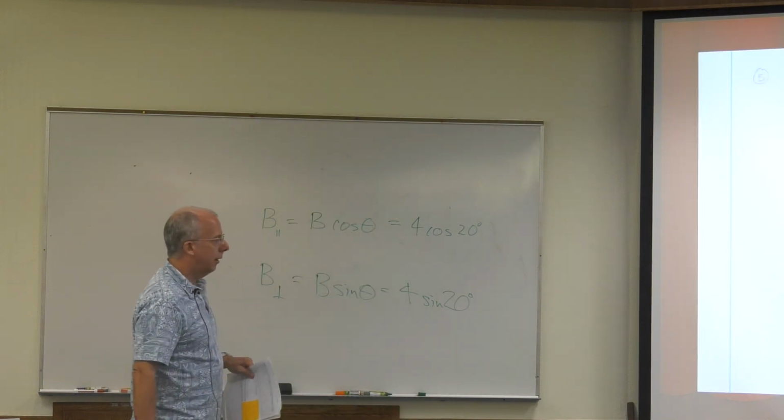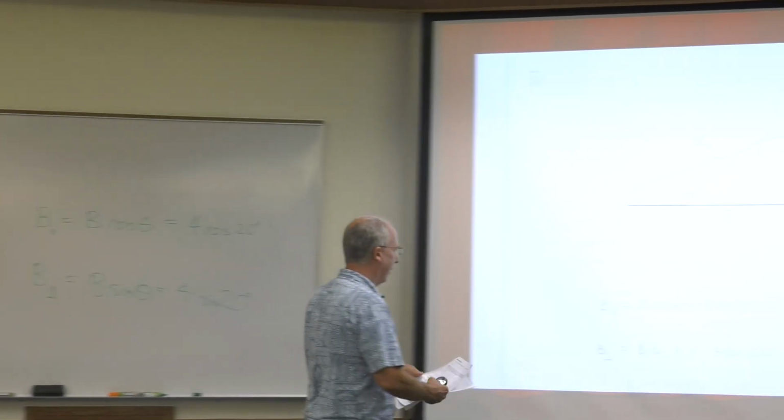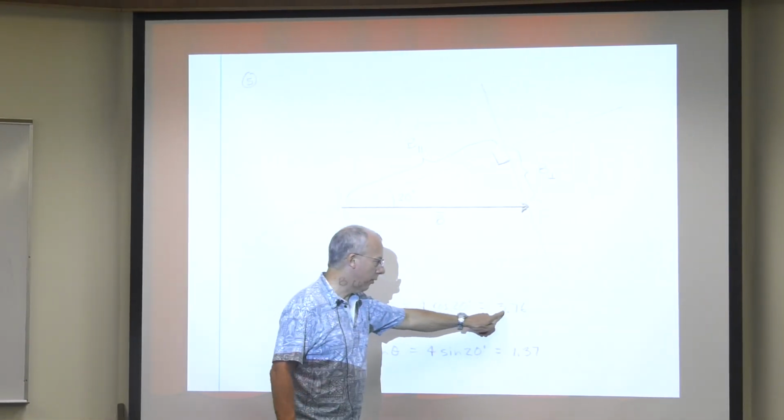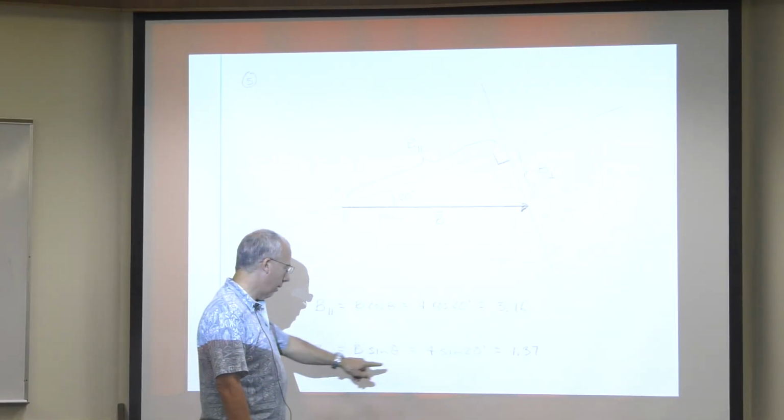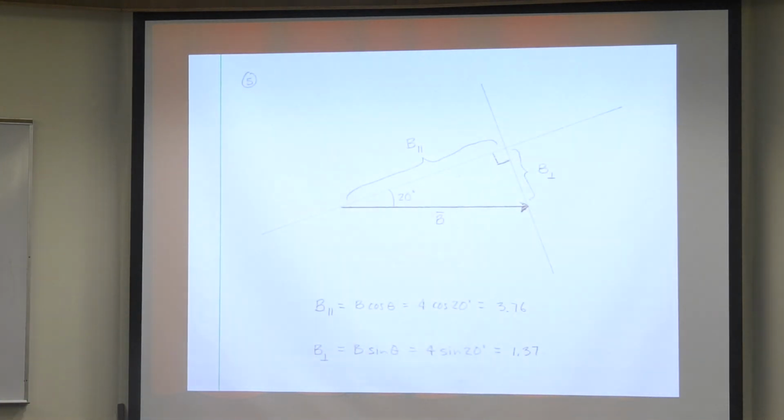Oh, there's my calculator. Hey, I've got the answers for you. What do you know, huh? So 4 cosine 20 is 3.76. 4 sine 20 is 1.37. Okay, great. There you go.